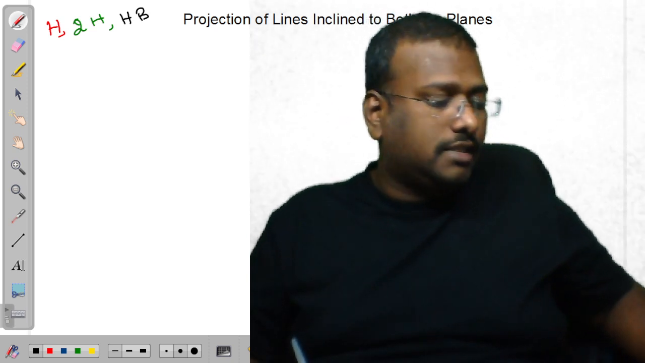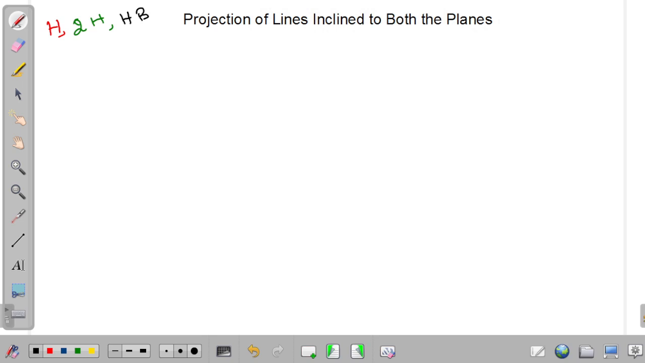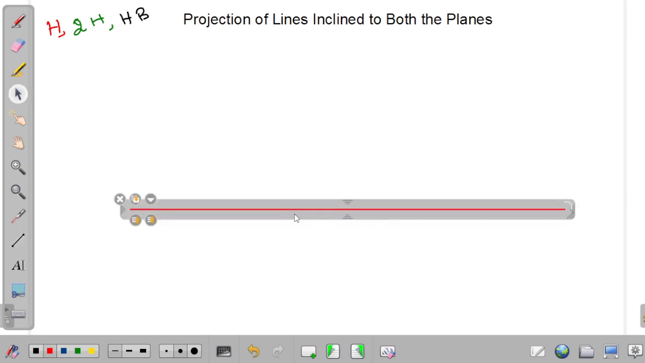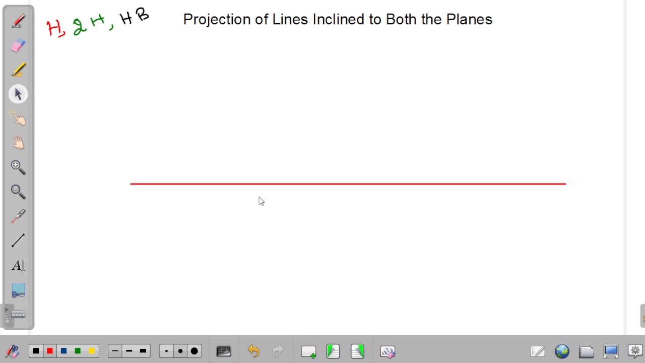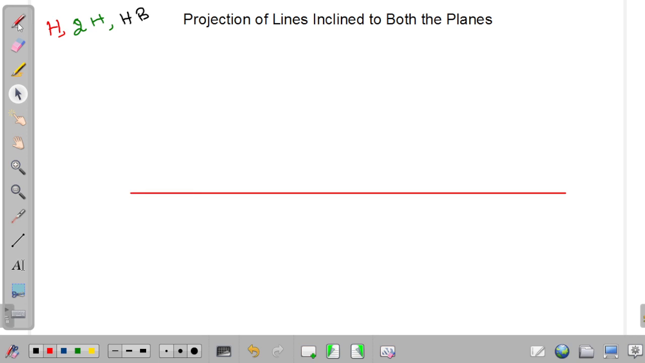Let us consider here. Now end A is given, so first of all we have to draw the reference line. You are already aware of it. The XY line should be drawn with H pencil. So this is our XY.